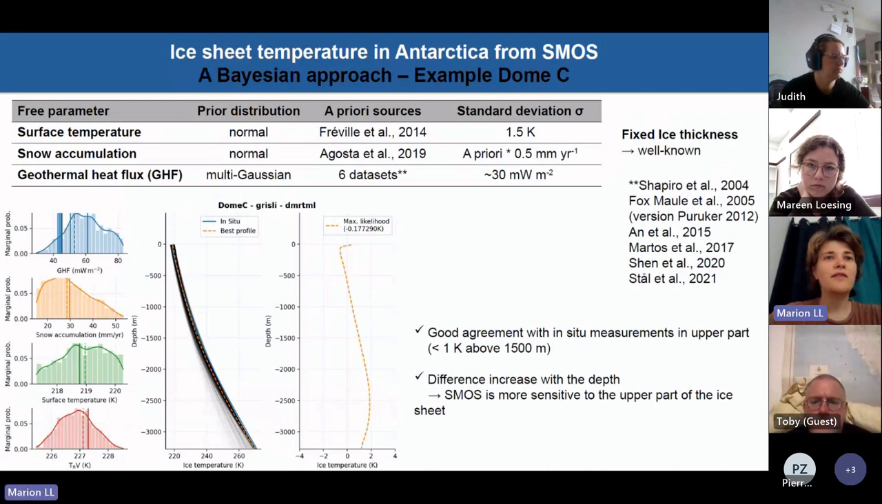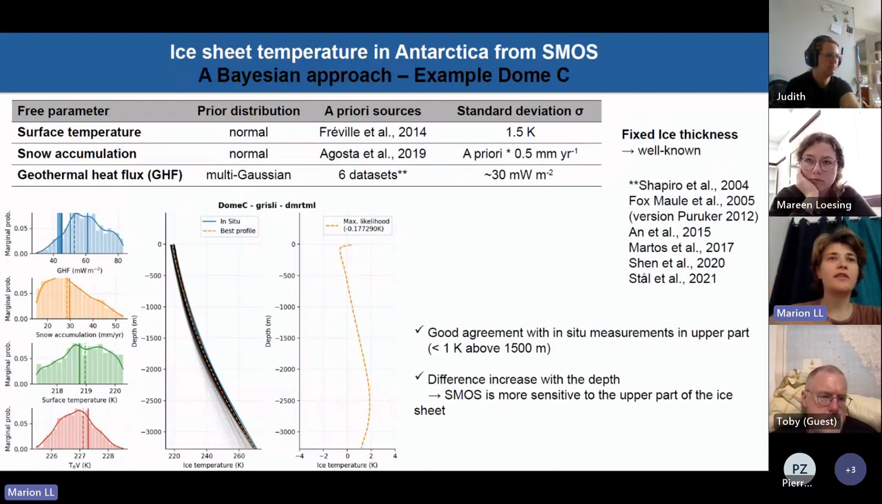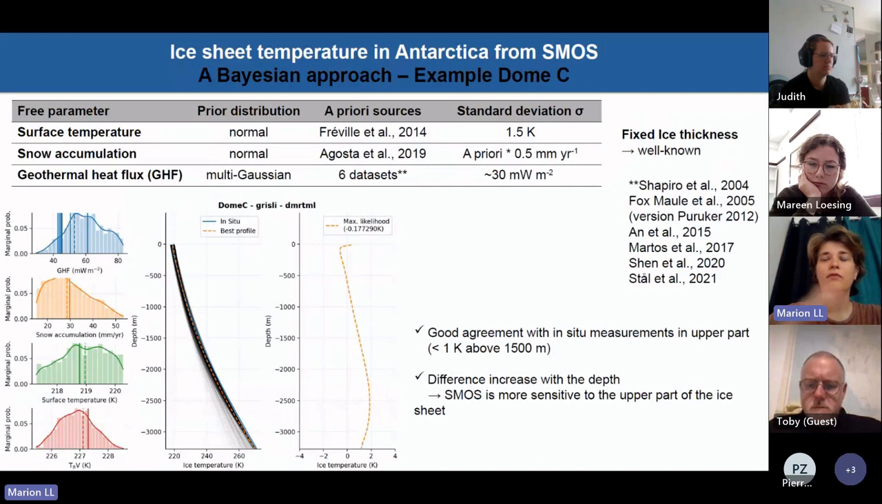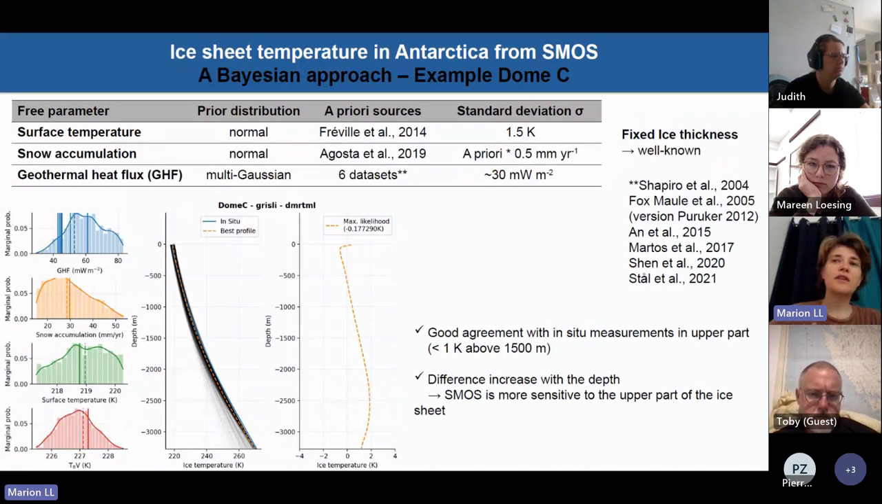In the middle, we can see in black all the possible temperature profiles that we obtain for this location. In blue is the measurement that we have at this location, and in orange is the maximum likelihood that we obtain. And then on the right, we have the difference between observed and retrieved ice temperature. We can see that we have a good agreement between the in situ measurement and the retrieved ice temperature, but it's better in the upper part, above 1,500 meters, because the difference is lower than 1 Kelvin, and the difference increases with depth.